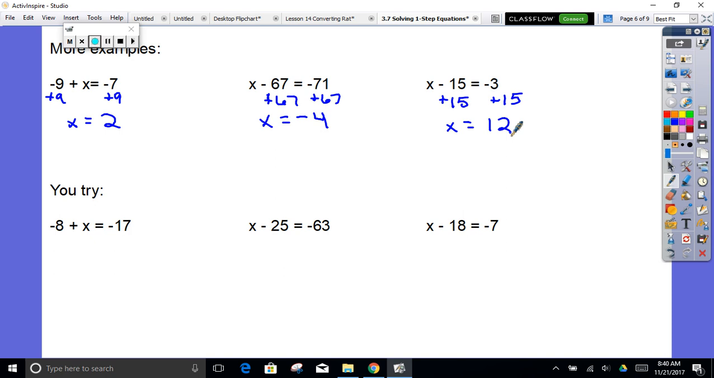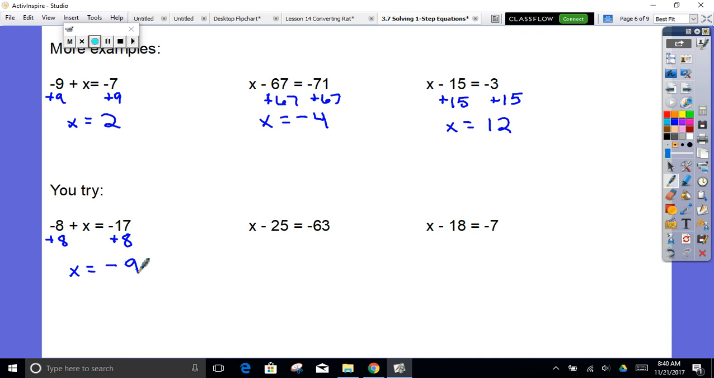Violet, next one. Add 8 to 8 and add 8 to negative 17. Okay, so x equals? Good, negative 9. Signs are different, so we subtract. We keep the sign of the larger number, which is the negative 17.